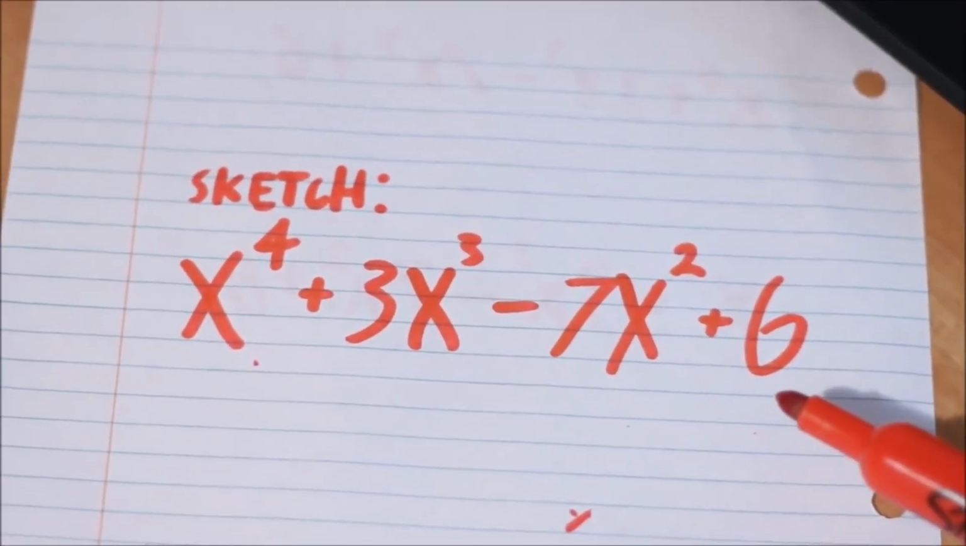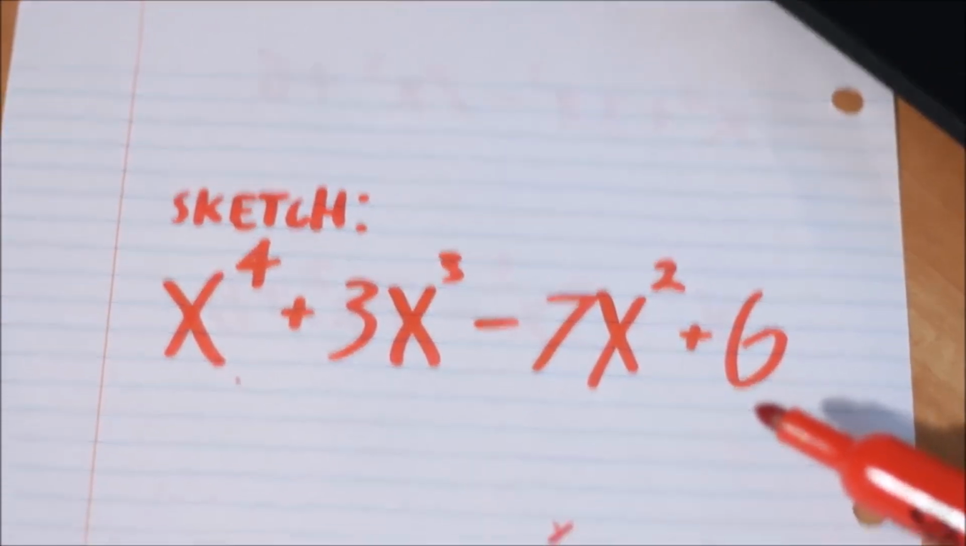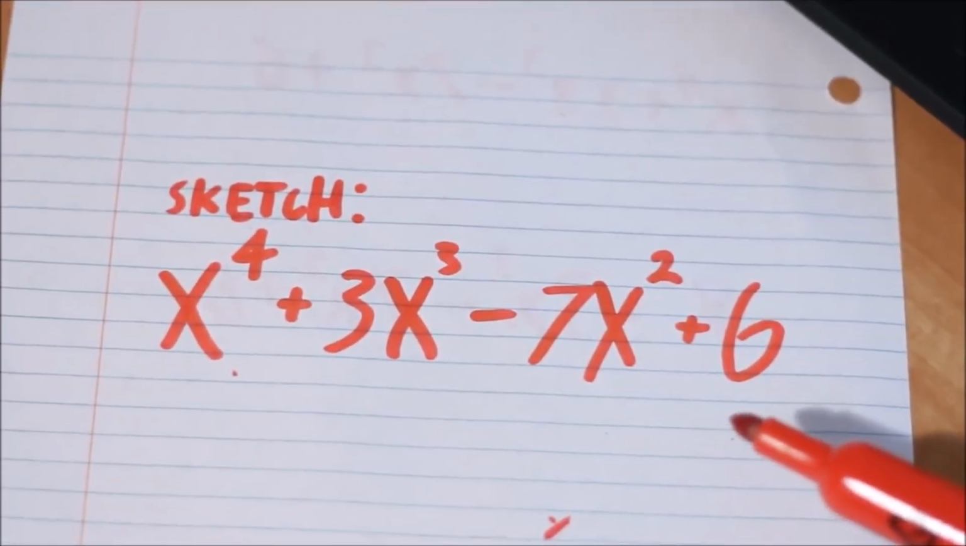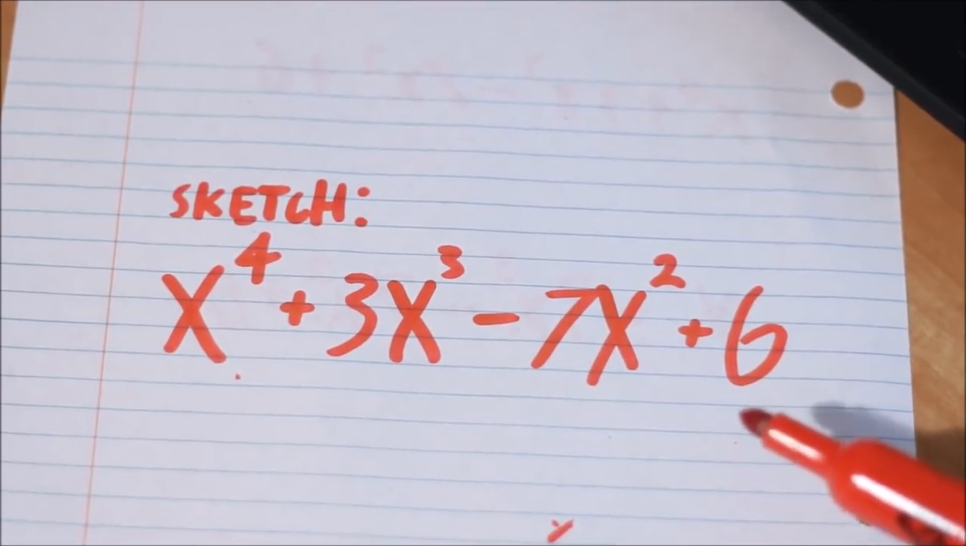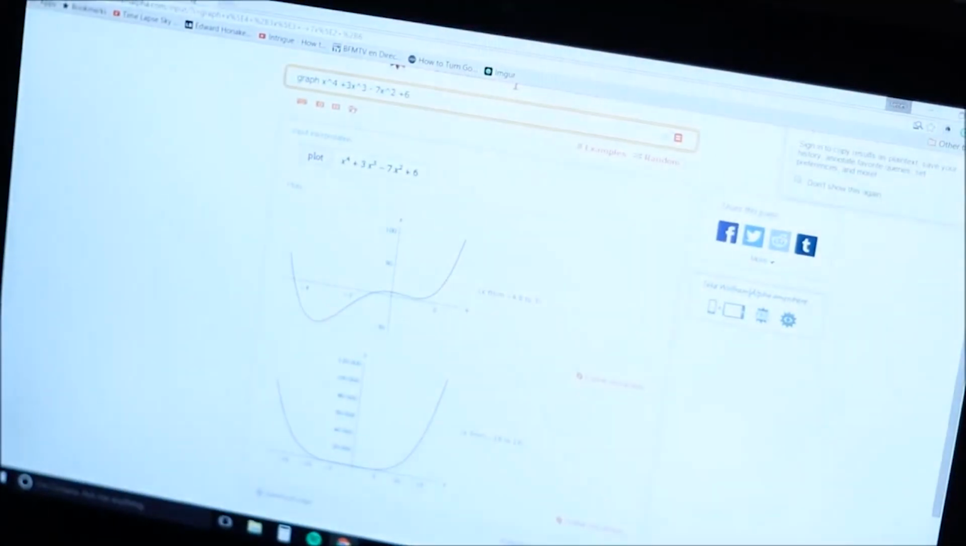So I'm going to walk you through the steps that I would use to sketch a graph of a polynomial function. These might seem daunting at first because it's not always intuitive what the graph's going to look like, but what we can actually do is take each term and type them into Wolfram Alpha.